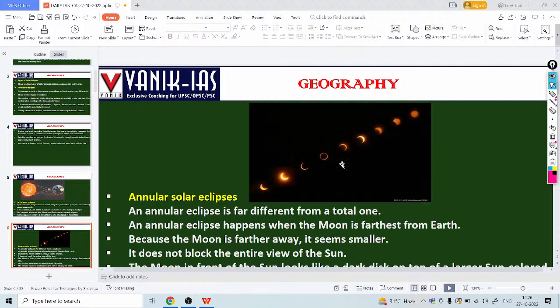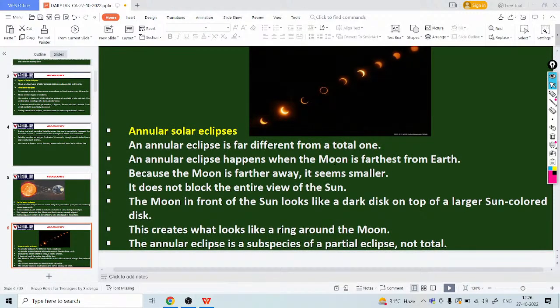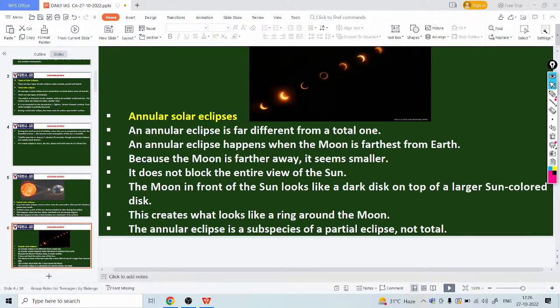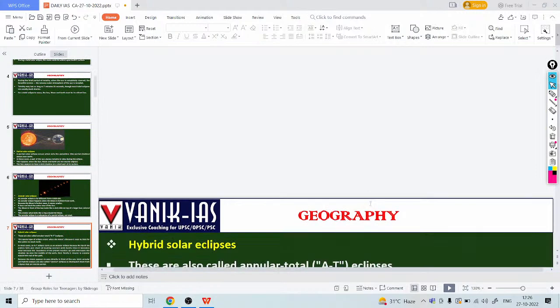Fine. Then annular eclipse. An annular eclipse is far different from the total one. An annular eclipse happens when the moon is farthest from the sun. Because the moon is farther away, it seems smaller. It does not block the entire view of the sun. The moon in front of the sun looks like a dark disk on top of a larger sun-colored disk. This creates what looks like a ring around the moon. The annular eclipse is a subspecies of the partial eclipse, not the total eclipse.